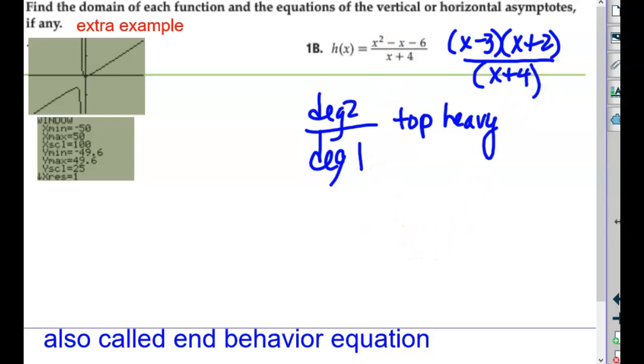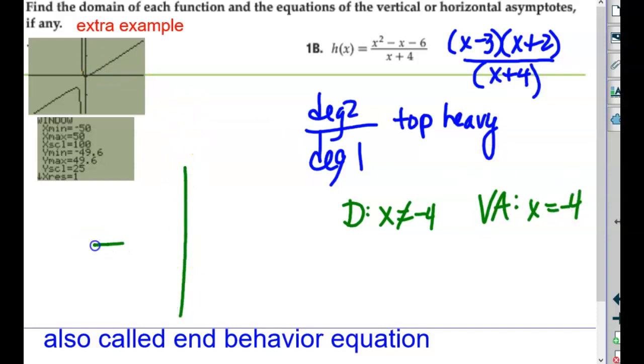All right, I'm going to go through this quickly. You would say the domain cannot be -4 because of the denominator. So it has a vertical asymptote at x equals -4. So if I graphed it, I'd have a line over here at x equals -4.